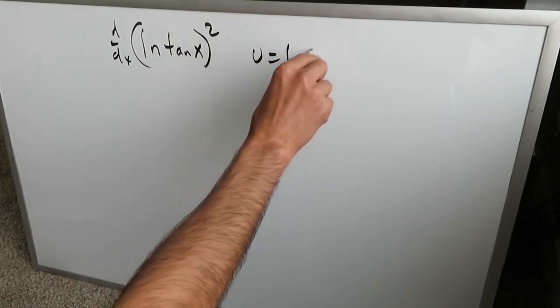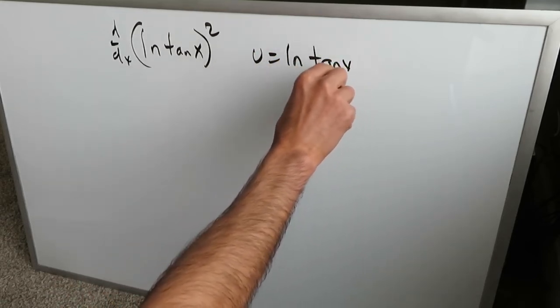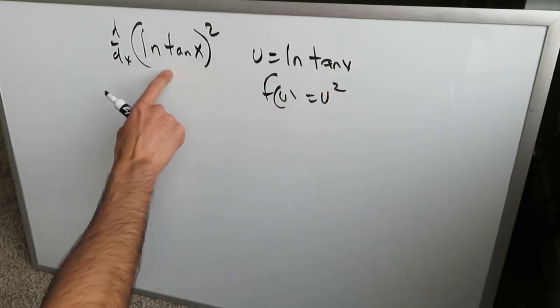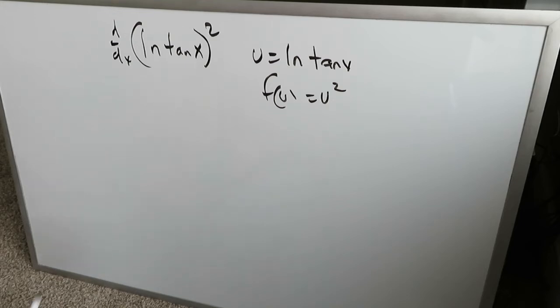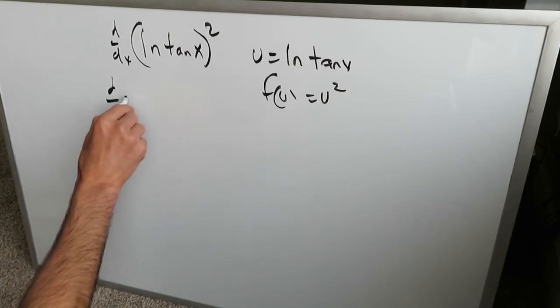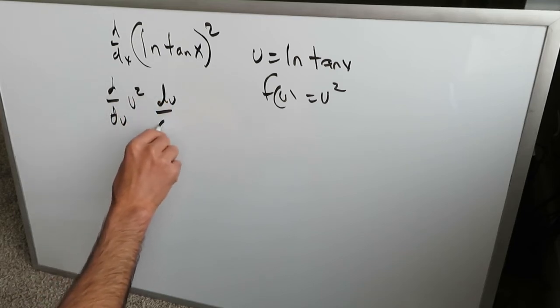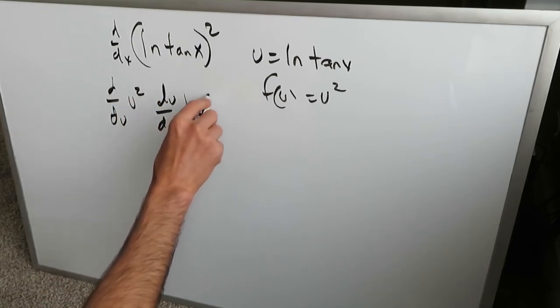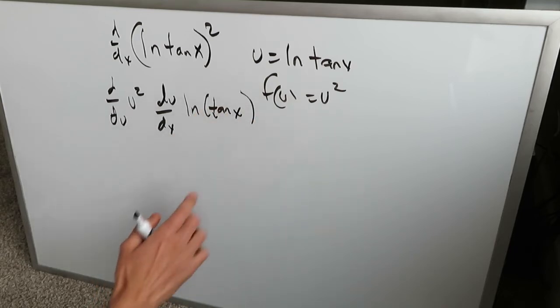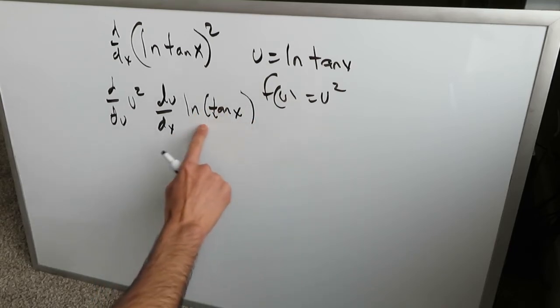u is equal to natural log tan x. Then the function with regards to that u is u squared. That's all we need to know to finish this question: d over du, u squared, and then du over dx, ln tan x. And I might have been premature when I said that's all we need to know, because we have another composite at play here.